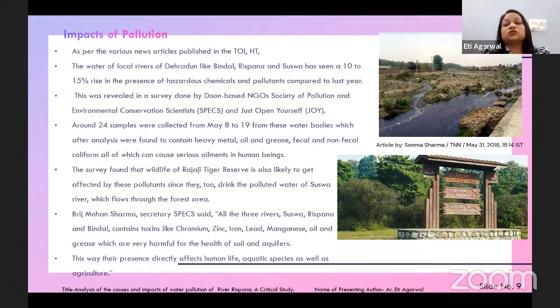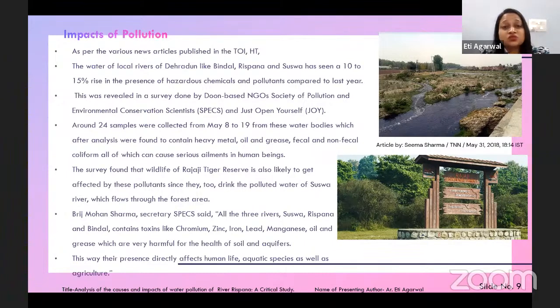I don't think the next generation, or the generation after that, will even be aware of the present condition, or whether there was a river in the city. A survey was done by the NGO Society of Pollution and Environmental Conservation Scientists, SPECS, and it clearly showed in their articles that the river is being completely hampered.